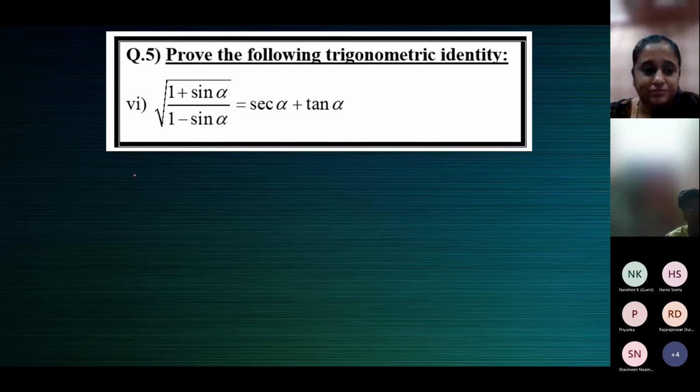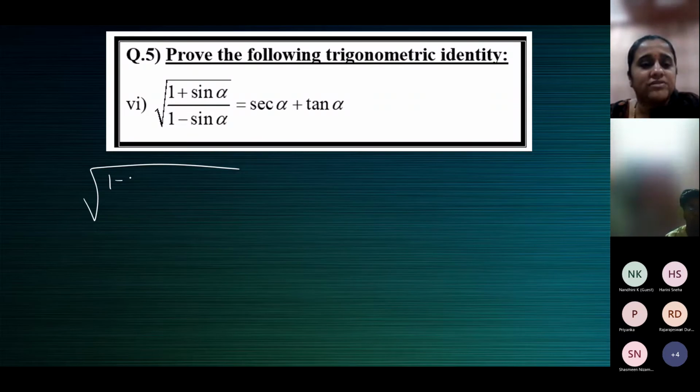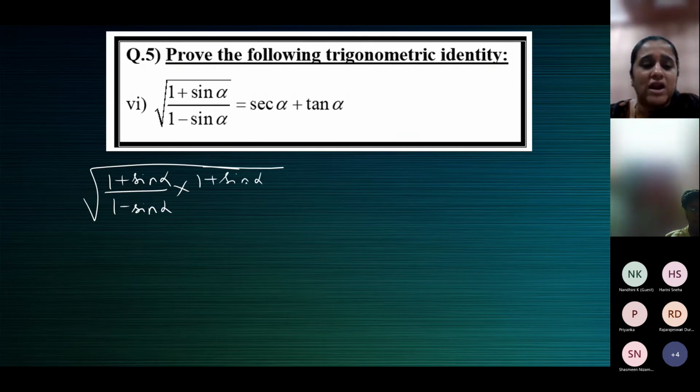So what you have to do, take the LHS, square root of 1 plus sine alpha by 1 minus sine alpha. Like last year we used to rationalize the denominator, use the same idea. The denominator is 1 minus sine alpha. So multiply and divide by 1 plus sine alpha under the square root. That is the first step under the square root.